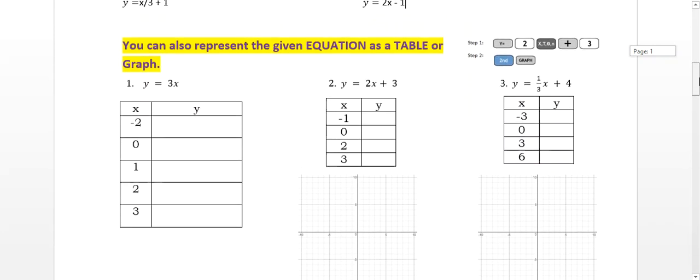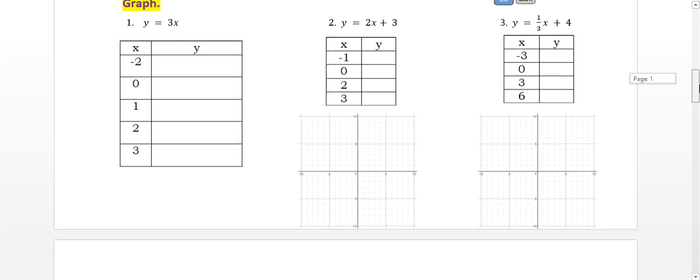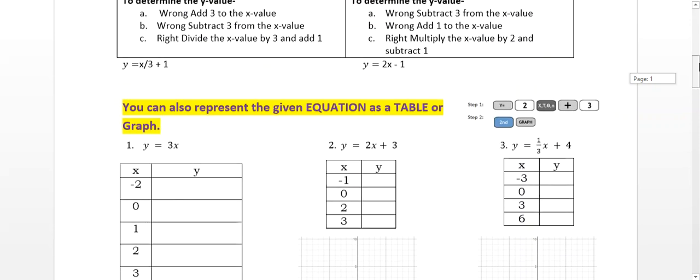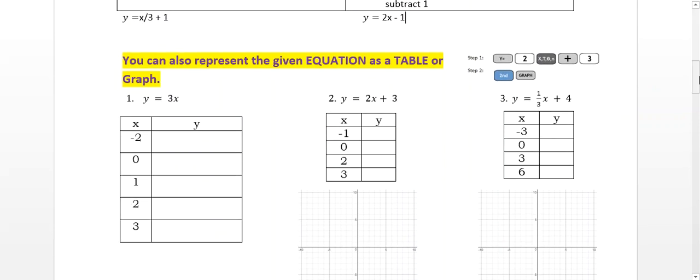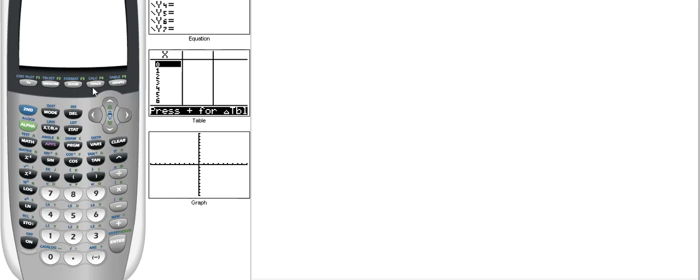We can also represent the given equation as a table or a graph. So this is kind of the opposite. We went from table to equation. Now we're going to go from equation to graph. And to do that, we're going to use our graphing calculator. So here our equation is y equals 3x, and they want negative 2, 0, 1, 2, and 3. So we're going to go in here, go to our y equals, and put in 3x, that was our equation.